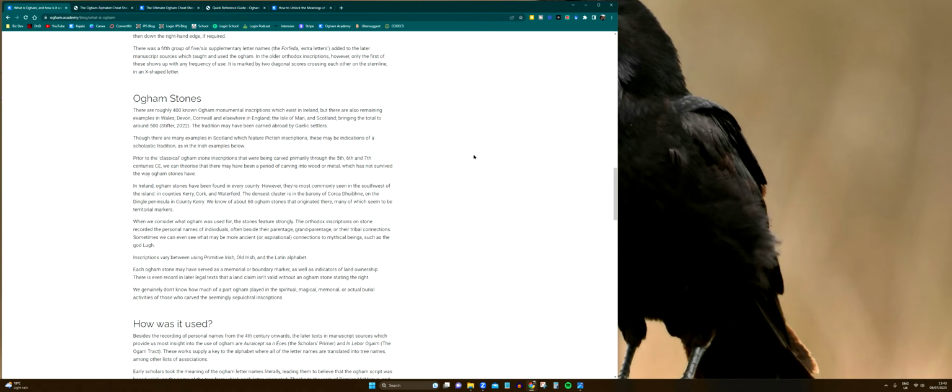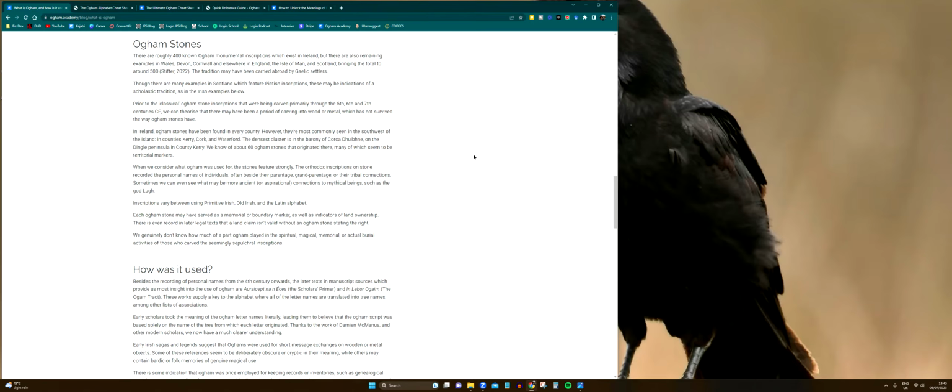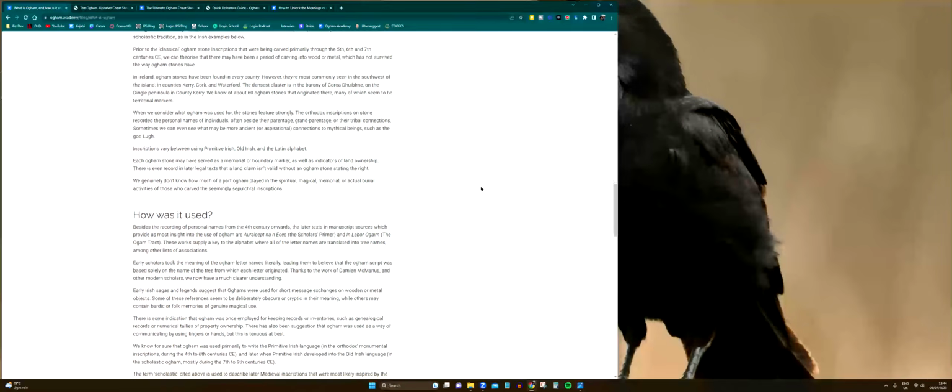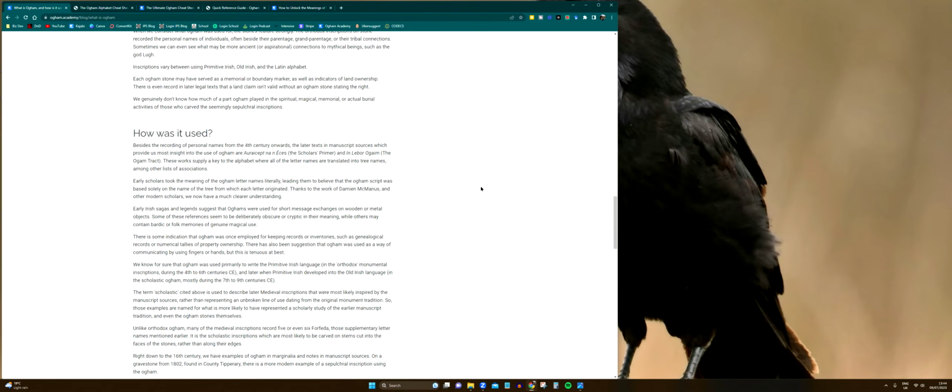When we consider what Ogham was used for, the stones feature strongly. The Orthodox inscriptions on stone recorded the personal names of individuals, often beside their parentage, grandparentage, or their tribal connections. Sometimes we can even see what may be more ancient or aspirational connections to mythical beings, such as the god Lu. Inscriptions vary between using Primitive Irish, Old Irish, and the Latin alphabet. Each Ogham stone may have served as a memorial or boundary marker, as well as an indicator of land ownership.